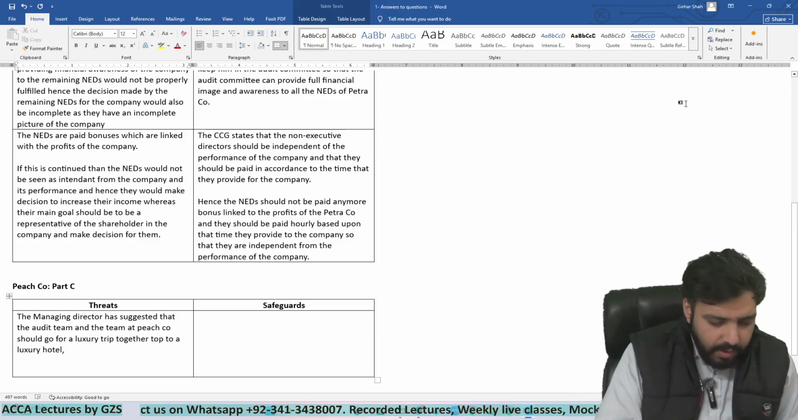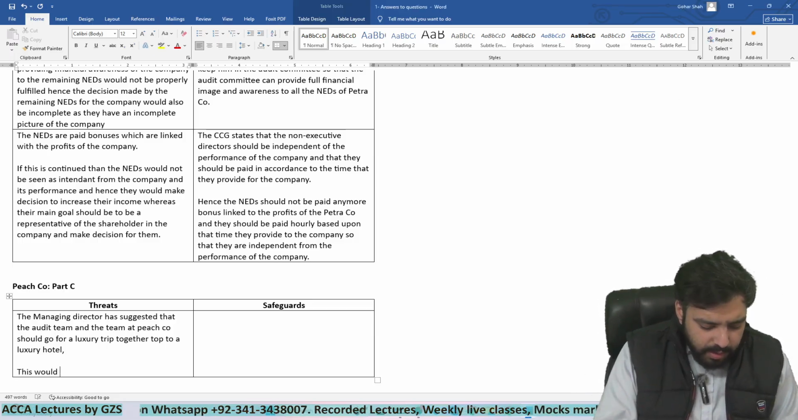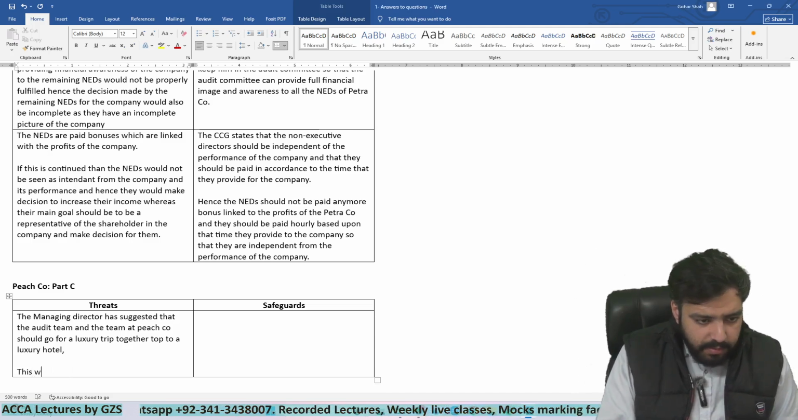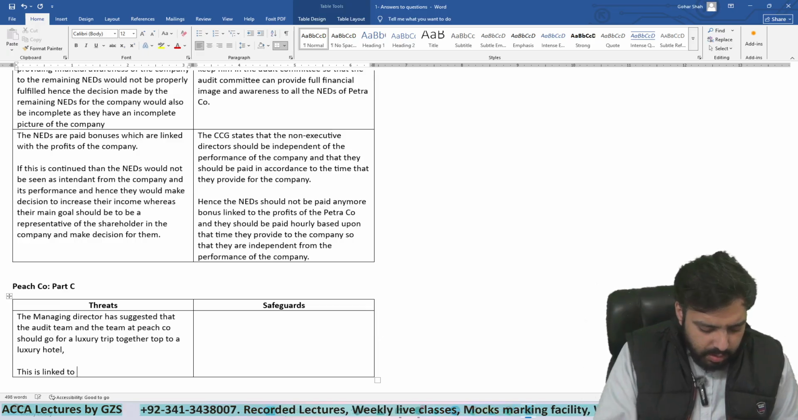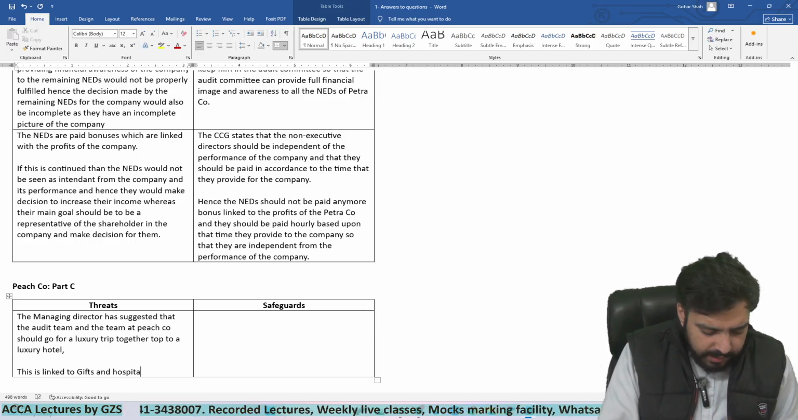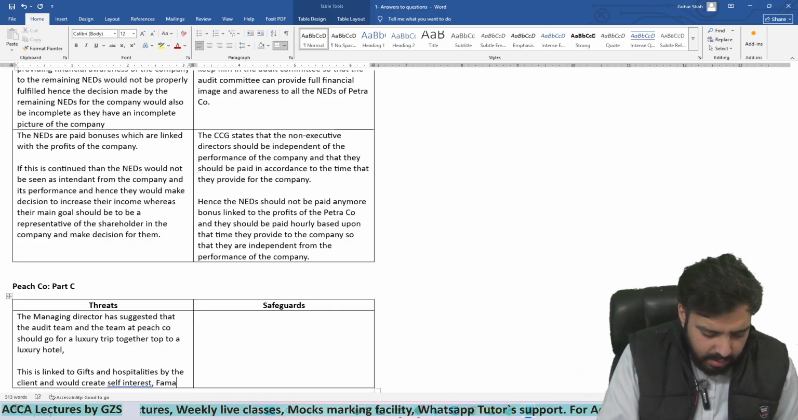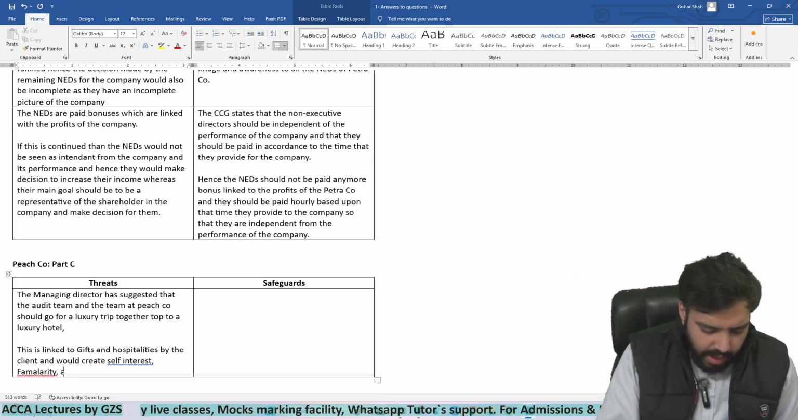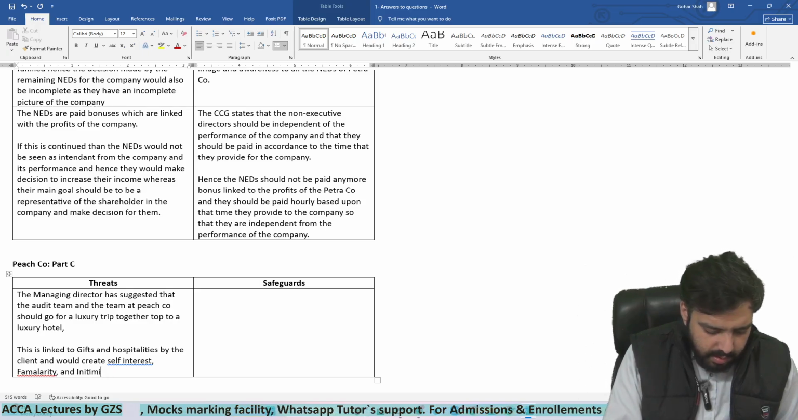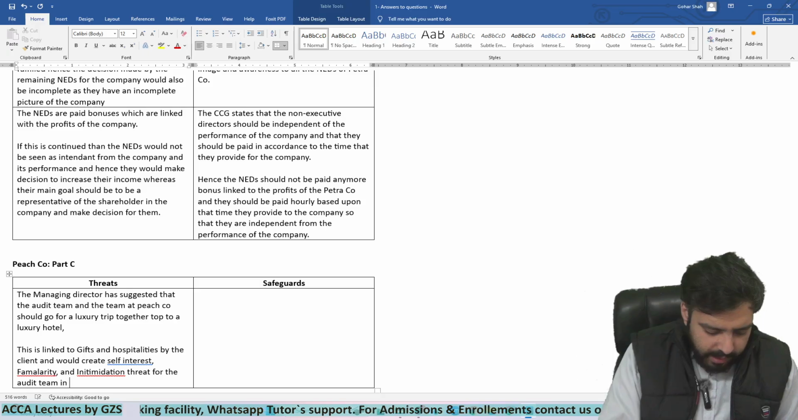So writing my answer down, first of all, this is linked to gifts and hospitalities by the client and would create self-interest, familiarity, and intimidation threat for the audit team in the future.